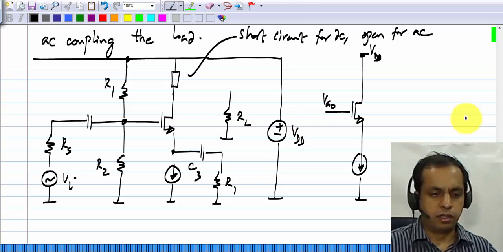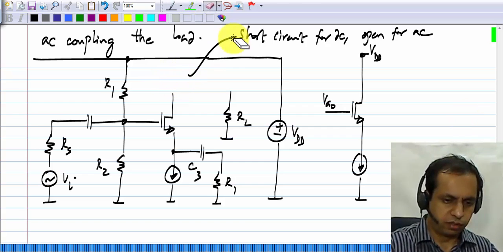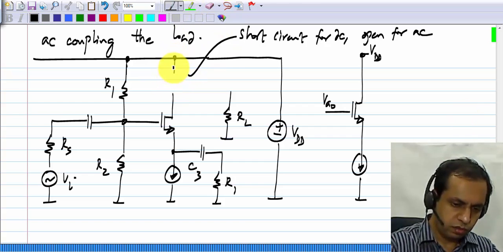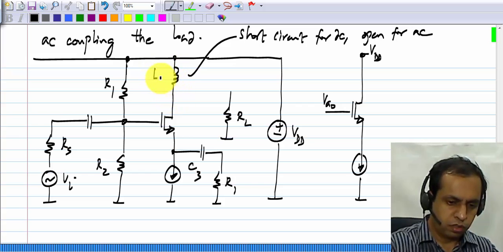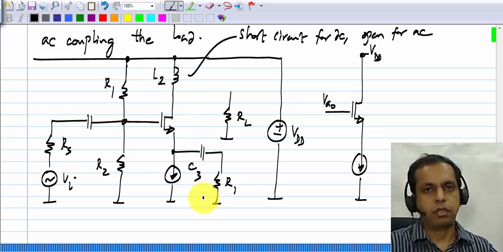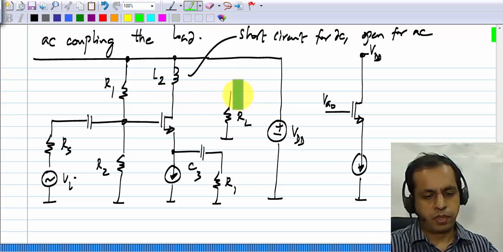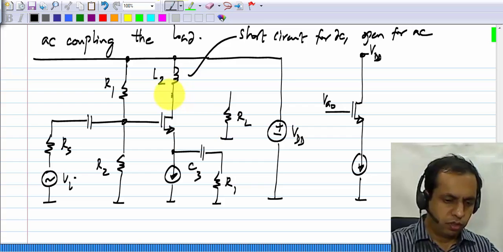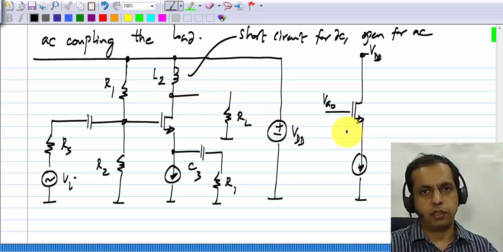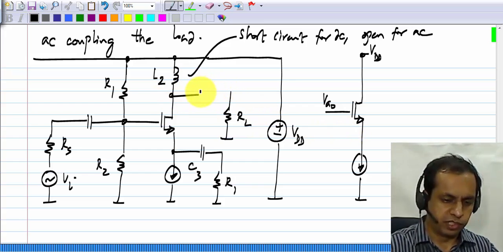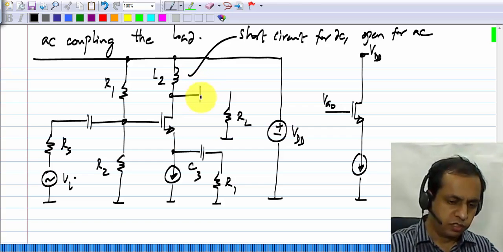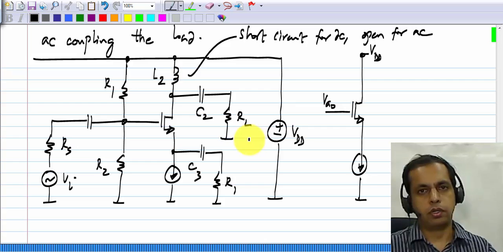And what is such an element? The obvious choice is the inductor. I'll call it L2. And this drain must get connected to the load only for AC. It should not get connected for DC. So we need an open circuit for DC. So we use the familiar coupling capacitor C2.